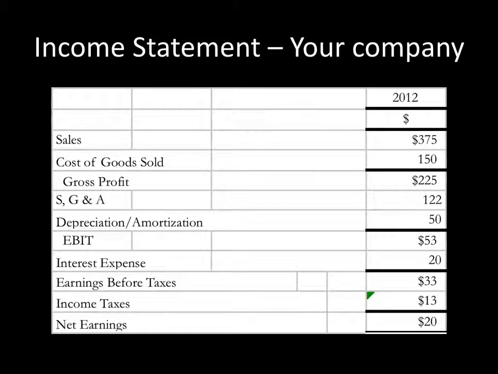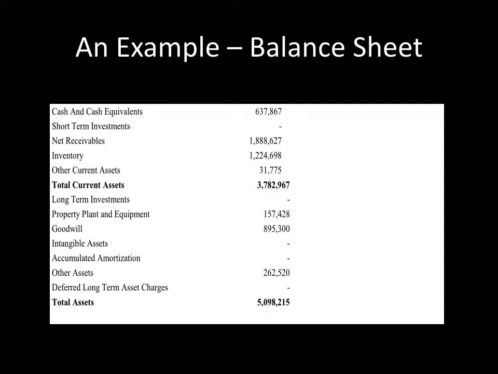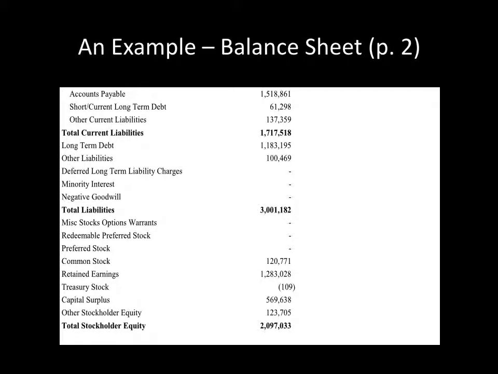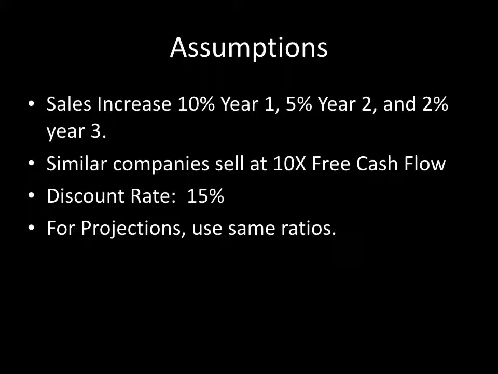So for instance, if we had a company that in 2012 had sales of $375,000 and the associated expenses and earnings before tax with net earnings of $20,000, and we had a historical balance sheet of these numbers, including $1.9 million for receivables and $1.2 million for inventory, along with the associated goodwill and property, plant, and equipment. Similar to the asset side, we also can have the historical liabilities, debt, and equity portion. We then have the historical numbers from which we can then do a projection.